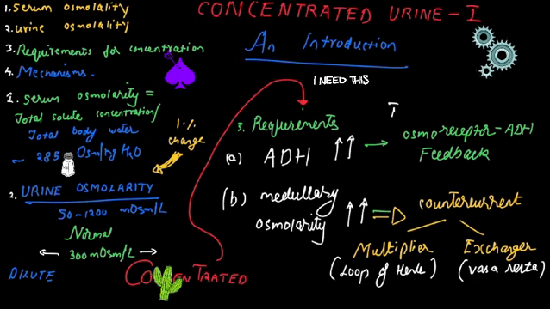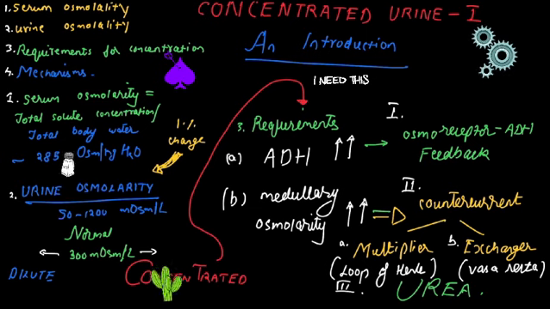So we have seen about serum osmolarity, urine osmolarity, concentrated urine. Requirements are ADH and high medullary osmolarity, which is provided by the osmoreceptor ADH feedback, and the counter current multiplier and exchange mechanisms, and finally the urea, which is recycled. So these are the mechanisms by which the urine becomes concentrated by a high level of ADH, a high osmolarity of the medulla.